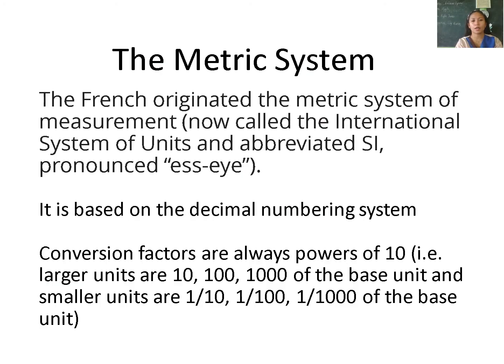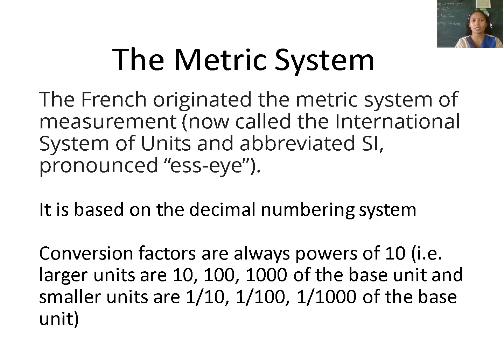Let's begin our lesson about the metric system by recalling its history. Based on our previous video tutorial, the metric system of measurement is in phase 3. Our phase 1 is the primitive measurement, and the second phase is the English system of measurement, and it then evolved into the metric system of measurement. The French originated the metric system of measurement, and it evolved, and it is now called the International System of Units and abbreviated as SI. It is pronounced as SI.